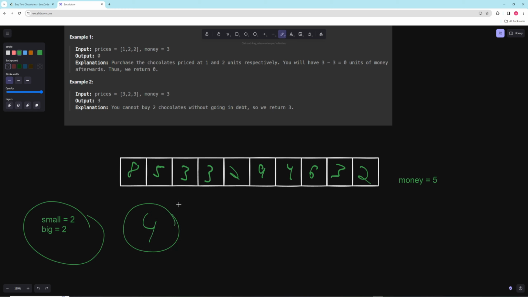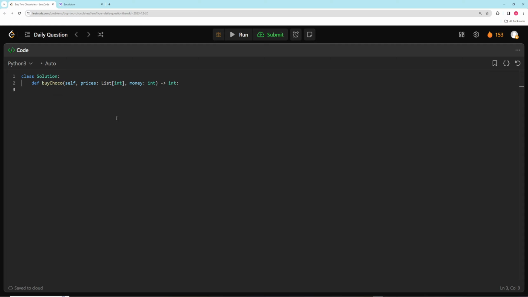This is the least amount of money we can spend, so we just check, do we have enough? If we have enough, we'll return the change. If not, we'll just return the money. That's pretty much it. We're essentially just going to keep track of two numbers, then add them up at the end and see if we have enough money to buy the items. So let's code it up.